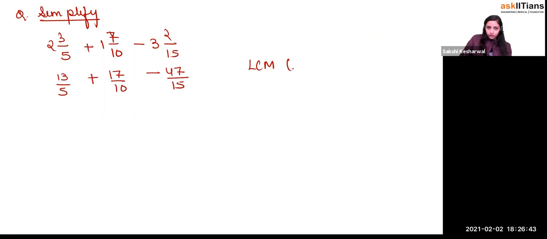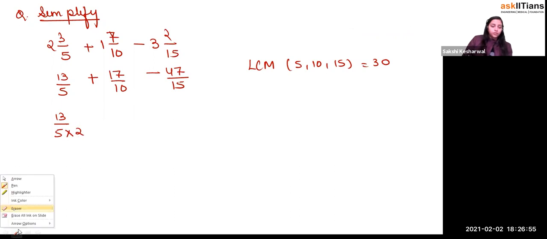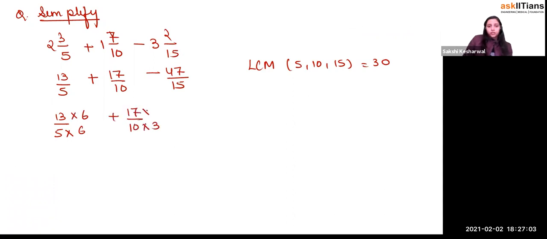So what you have to do, you have to take the LCM. So LCM of 5, 10, 15 will be how much, beta? 30, right? The LCM is 30. So this is equals to what? 13 by 5 into 6, right? Because it's 6. And here also 17 by 10 into 3, right? 47 by 15 into 2, right?